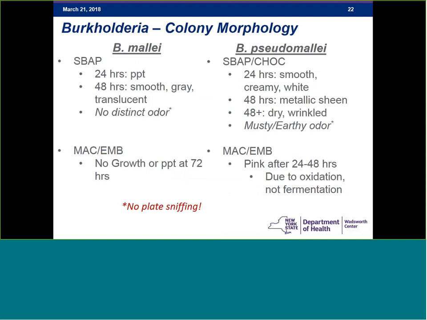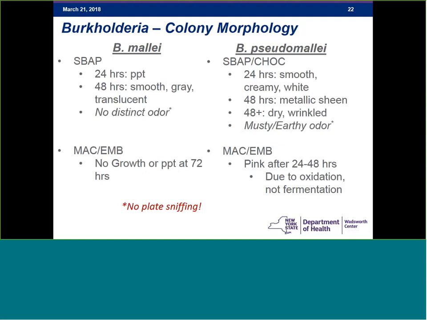B. pseudomallei grows a bit more quickly than B. mallei, with growth of smooth, creamy, white colonies appearing on blood agar after 24 hours of incubation. After 48 hours, colonies tend to develop a metallic sheen and then turn more dry and wrinkled the longer that they are incubated, similar to Pseudomonas diphtheria.